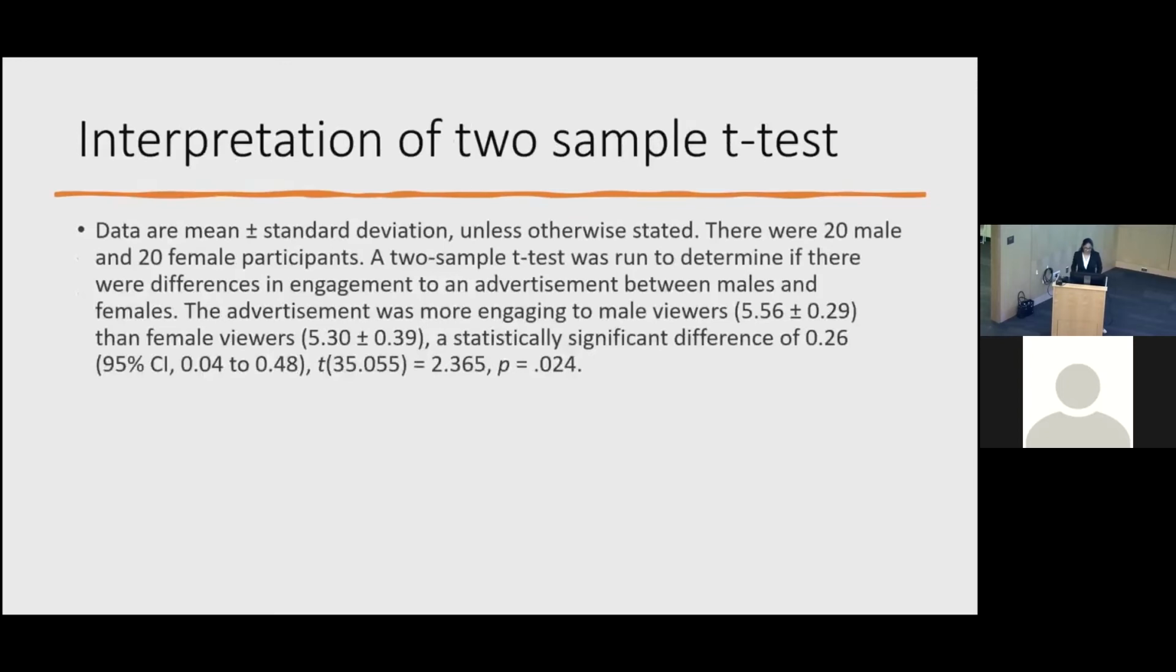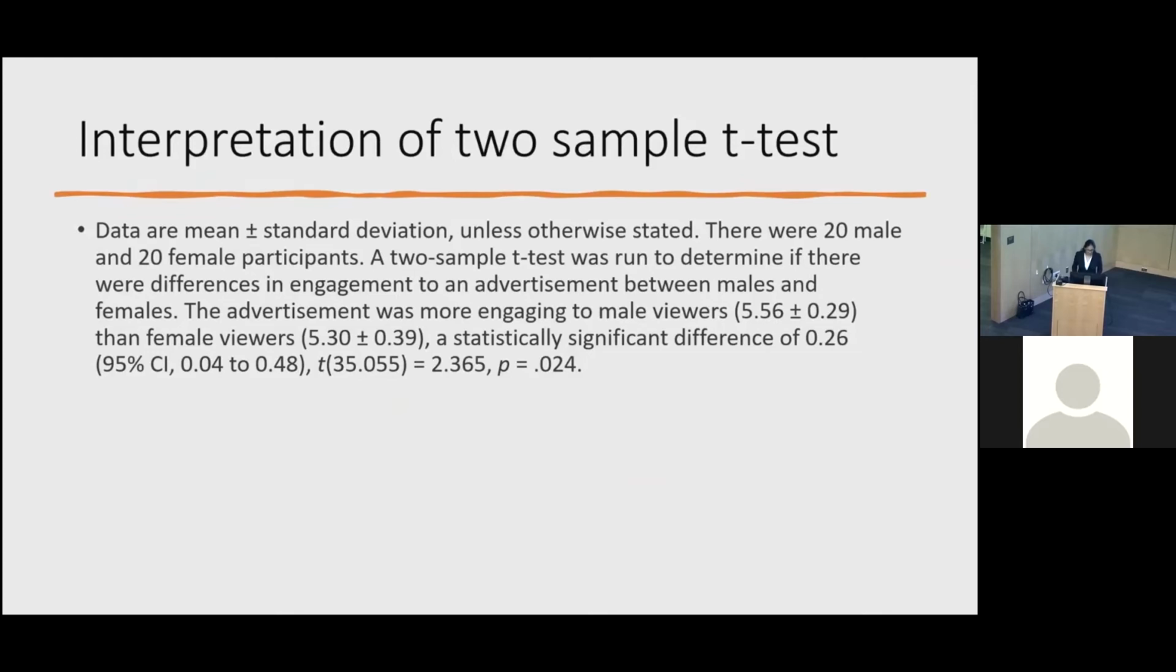So this is a template for interpretation of two-sample t-tests that you can use later. I'm just going to go through it. Data are mean plus or minus standard deviation. That's how you usually report, unless otherwise stated. There were 20 male and 20 female participants, and the two-sample t-test was run to determine if there were differences in engagement to an advertisement between males and females.